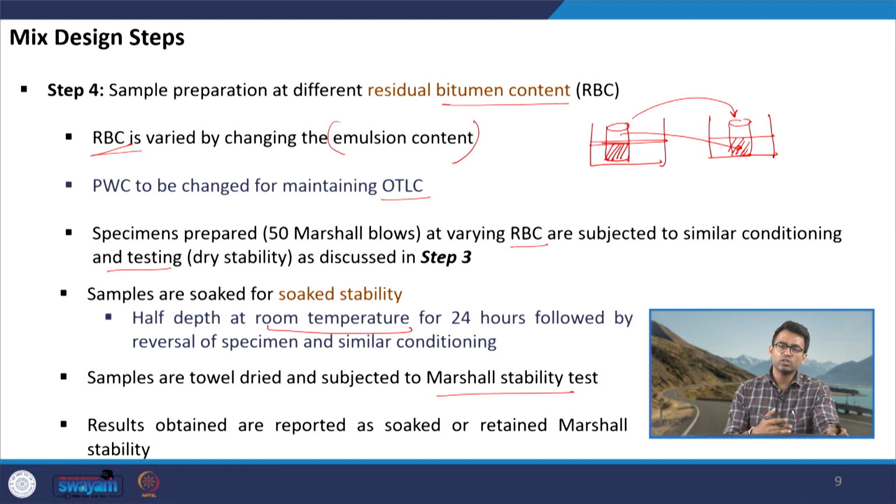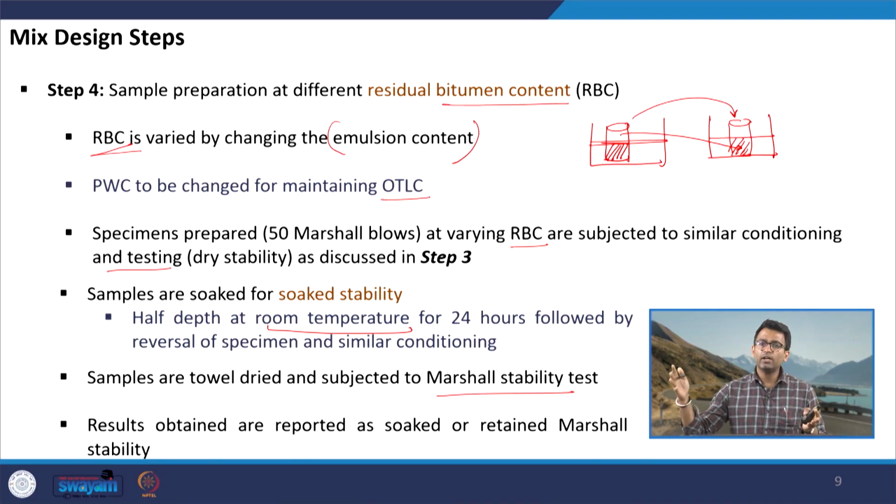So, I have dry Marshall stability and I have soaked Marshall stability after this particular step, and I have the dry and soaked Marshall stability for different cold mix asphalt prepared at different residual bitumen content. Okay. So, this is something which you have to remember.